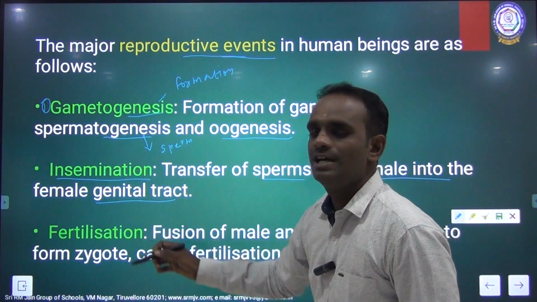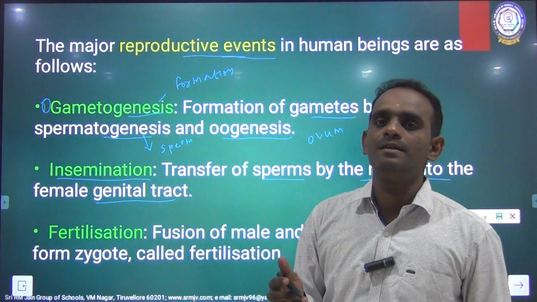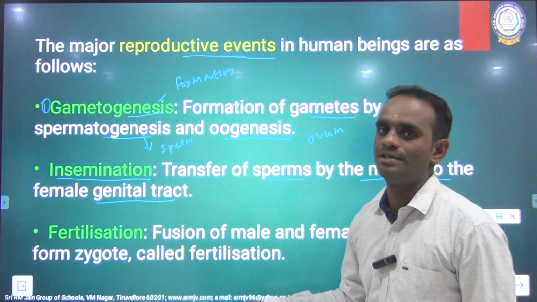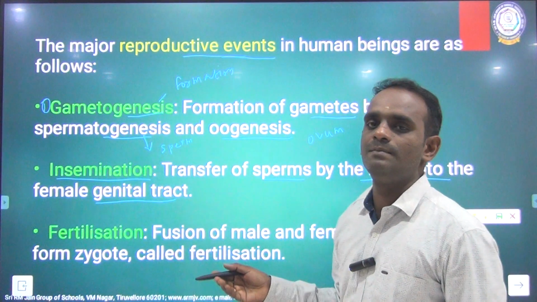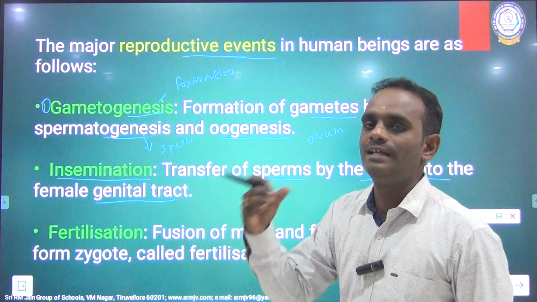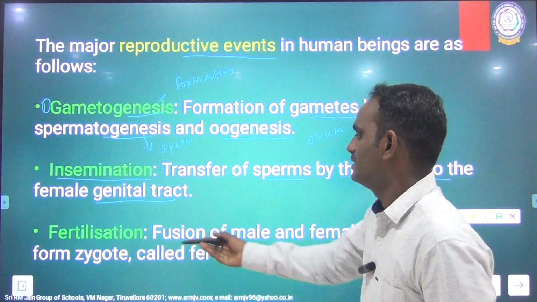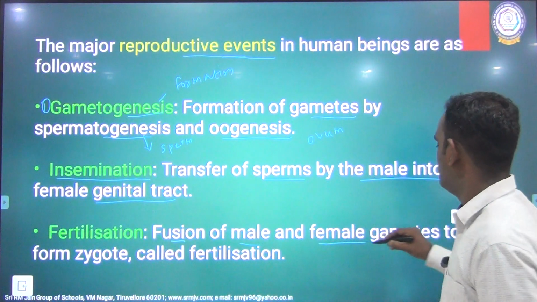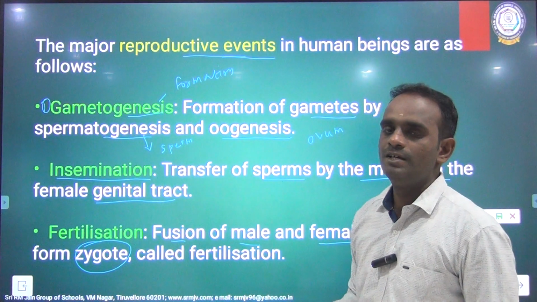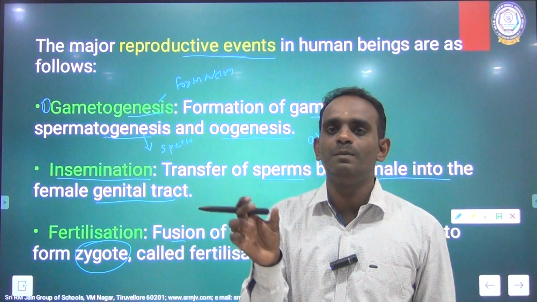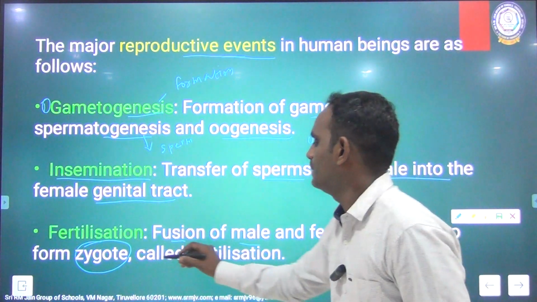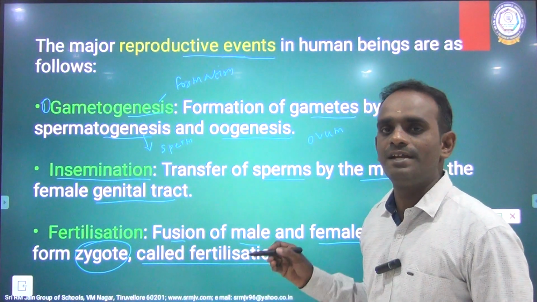The third event is fertilization. Fertilization is nothing but fusion of gametes, fusion of male and female gametes. You know very well, the male gamete is sperm and the female gamete is ovum. These two gametes fuse together, and that process is called fertilization. Fusion of male and female gametes forms a zygote. This is a very important word. So once the male gamete fuses with the female gamete, a zygote will form. That process is called fertilization. Clear, children?